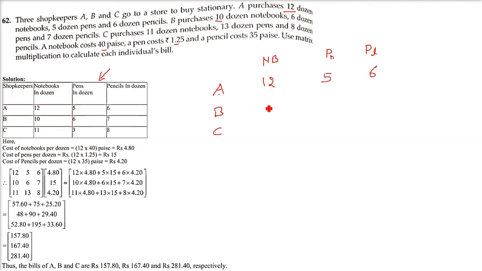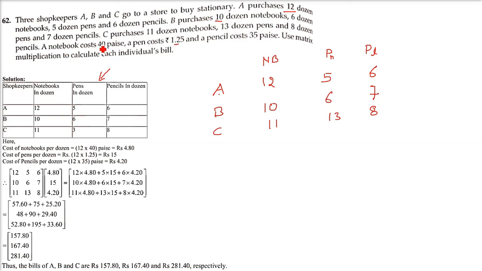Now this is B. So B has 10 notebooks, 6 pens and 7 pencils. Coming to C, 11 dozen notebooks, 13 dozen pens and 8 dozen pencils. Okay. Now we just wrote what we have learned in the question, but actually it is a matrix. A matrix is nothing but an arrangement of numbers.